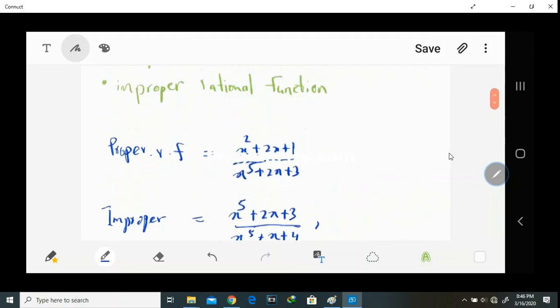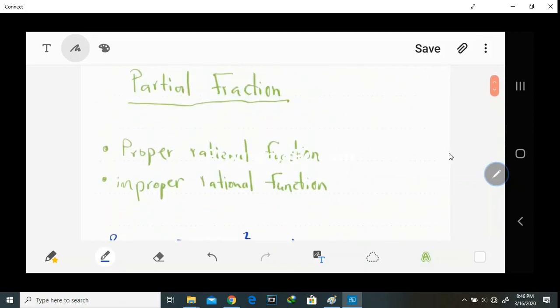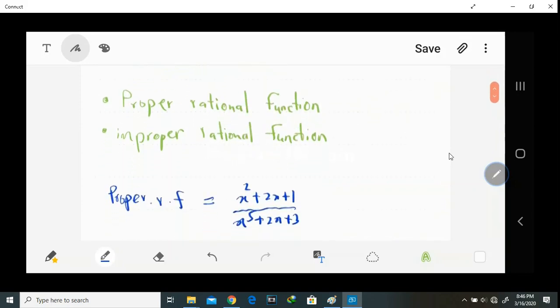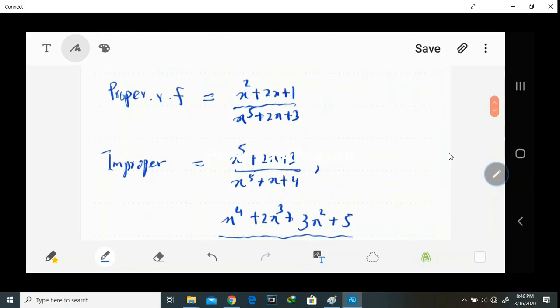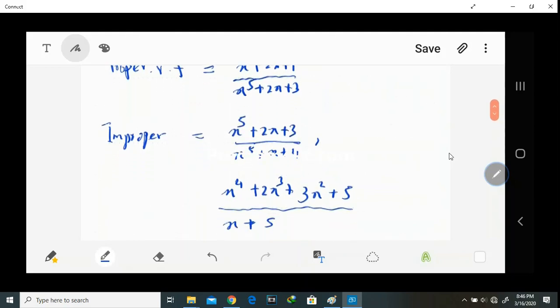So when it comes to rational functions, I repeat, all you have to know is what a proper rational function and what an improper rational function is. If you can identify it, then solving it into partial fractions is simple.